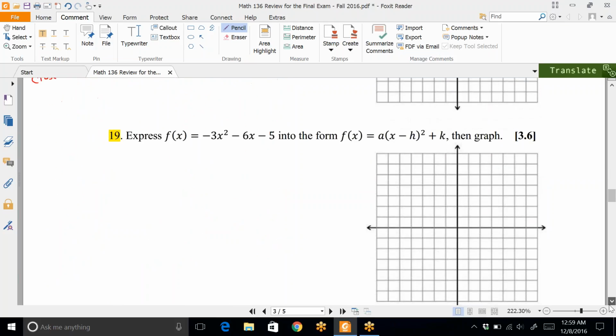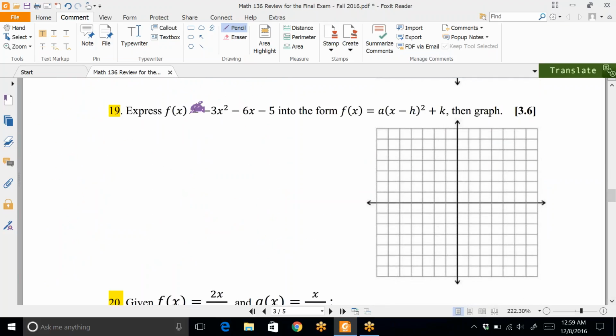Another one that I had a question about was number 19. It says express this quadratic into, this is called vertex form. To be able to do this, you have to complete the square. And the reason I know that is because I see this part right here, which is a binomial squared. That always happens from completing the square, essentially.